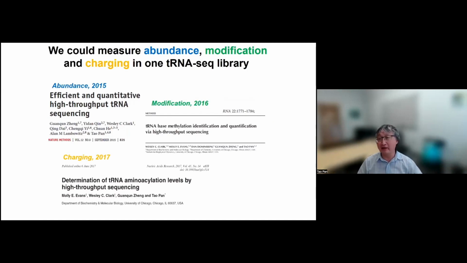Okay, so back in, I would say, 2015 to 2017, this was our tRNA-seq version 1.0. We call it DM-tRNA-seq, which stands for demethylase tRNA-seq.